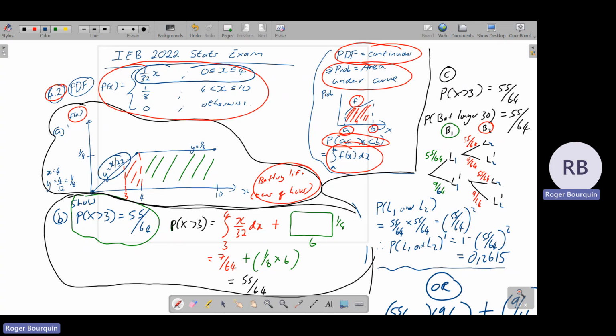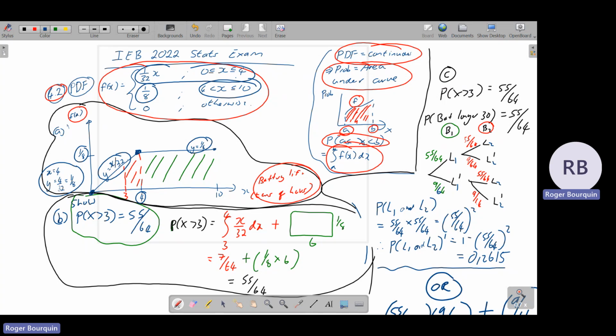When x is 0, y is 0. And when x is 4, I substitute it in and get 1 over 8. It's a straight line, I join it up. That is the first part of the function between 0 and 4. The next part of the function is a horizontal line y is equal to 1 over 8, and that occurs between 4 and 10. The probability of the battery lasting longer than 10 times 10, 100 hours, is 0.